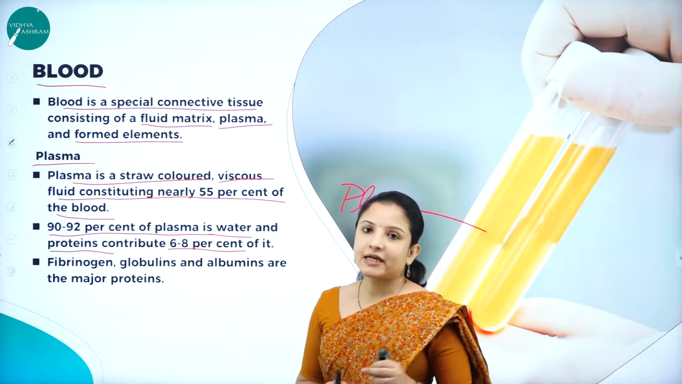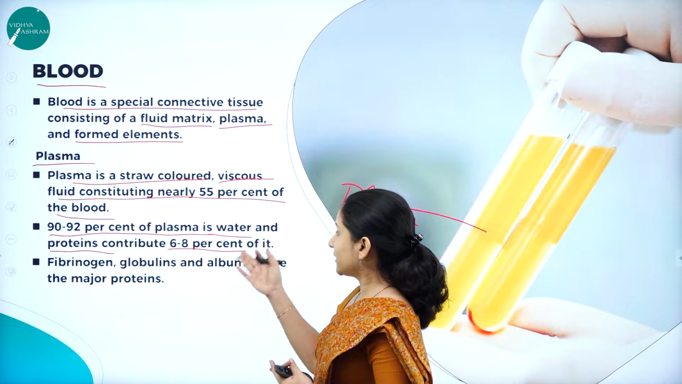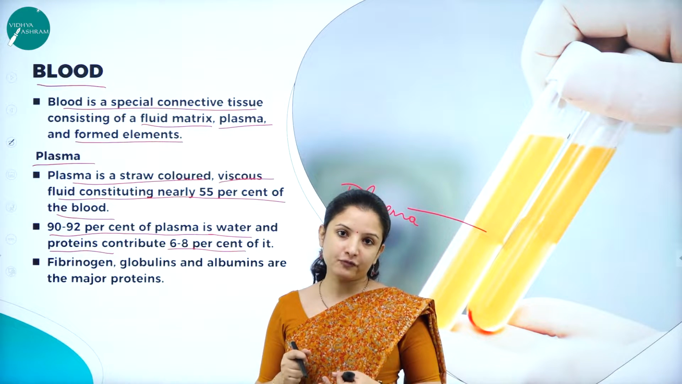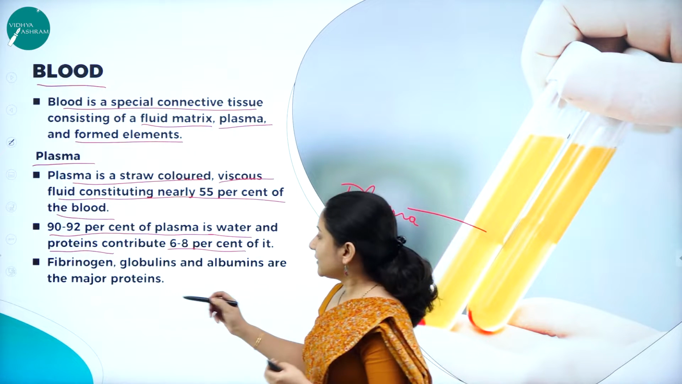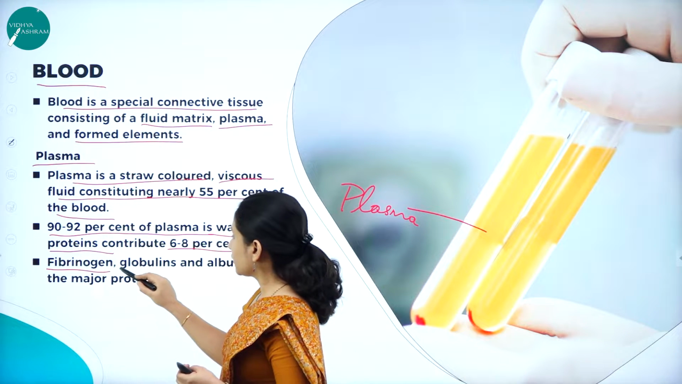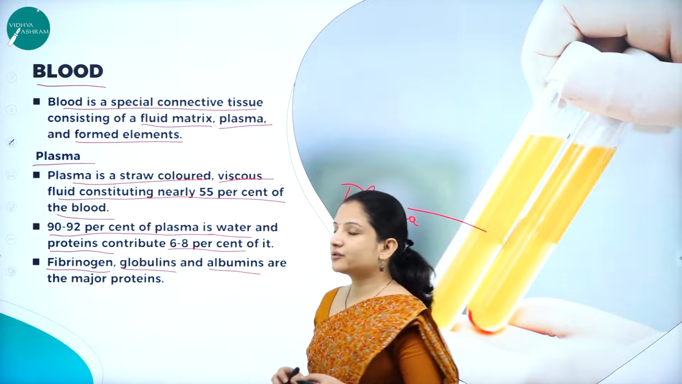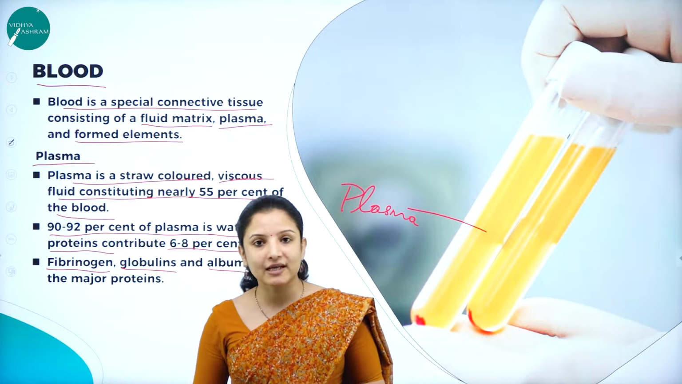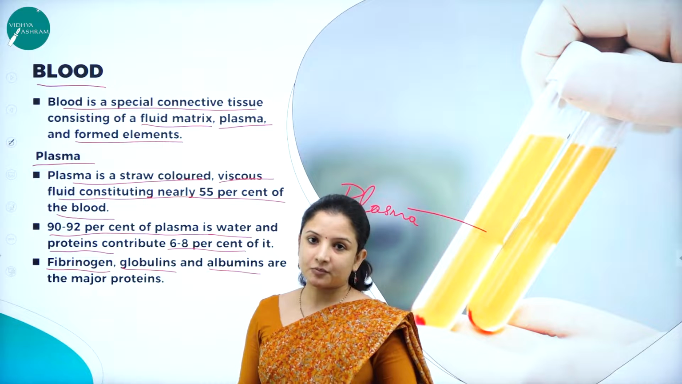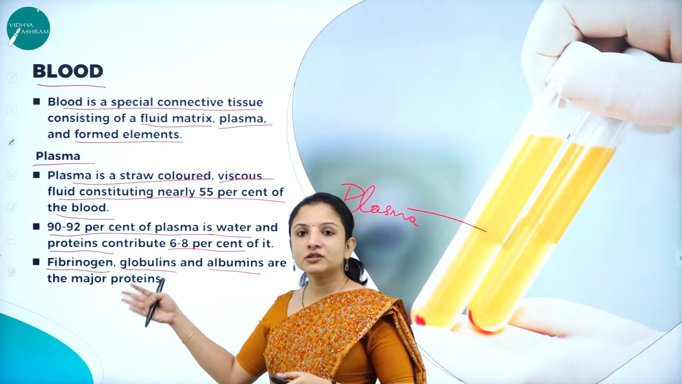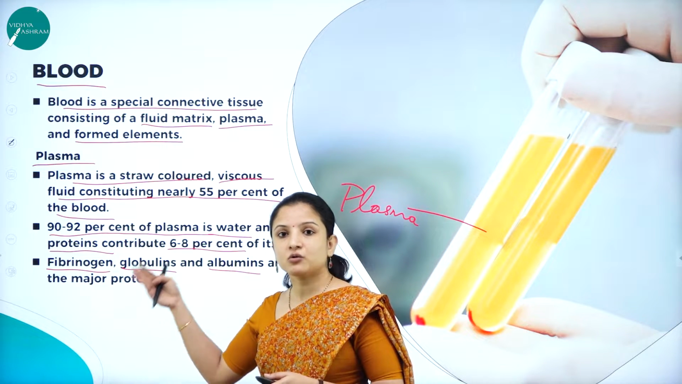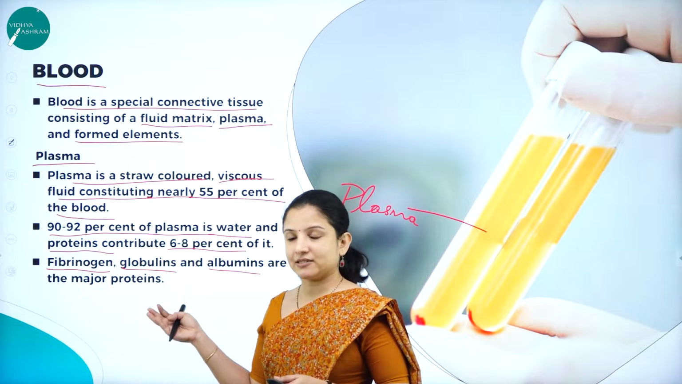So what are the different types of proteins? I told you plasma is made up of 6 to 8% of proteins. So what are they? They are nothing but fibrinogen, globulins and albumin. So these three are the major proteins present in the plasma, and they have their own specific functions. What are the functions? We shall see in the coming slides.